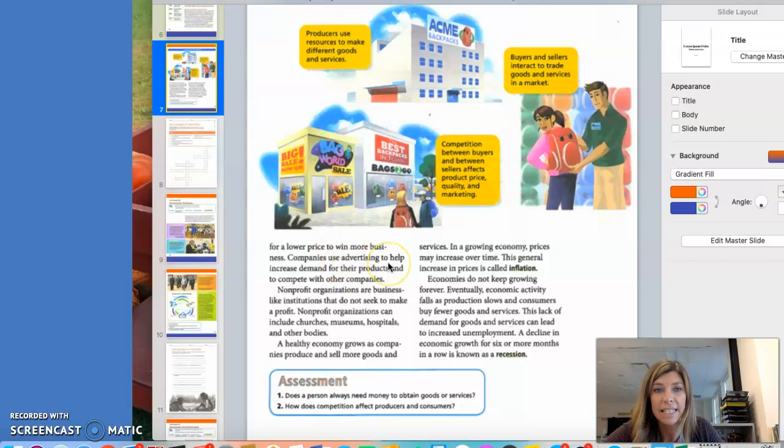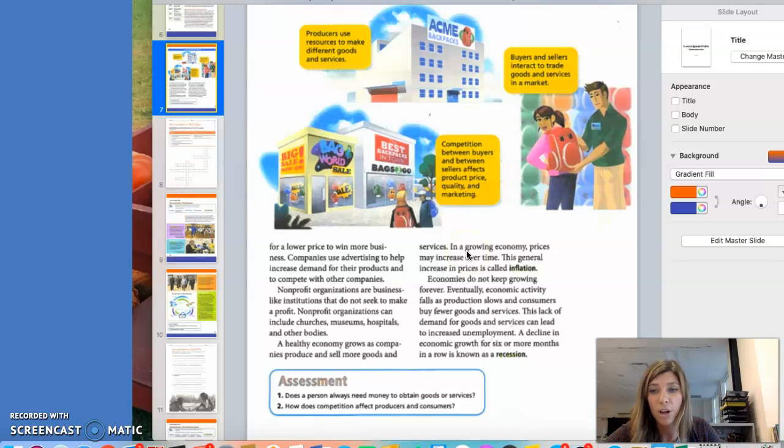Companies use advertising to help increase demand for their products and to compete with other companies. Nonprofit organizations are businesses like institutions that do not seek to make a profit. Nonprofit organizations can include churches, museums, hospitals, and other bodies. A healthy economy grows as companies produce and sell more goods and services.